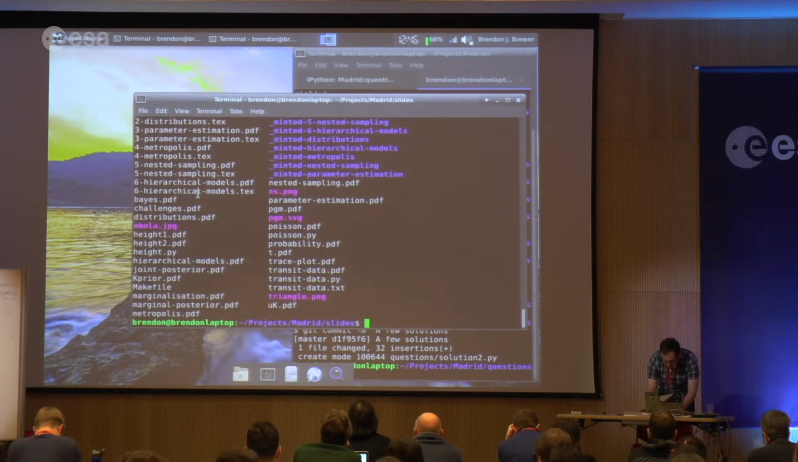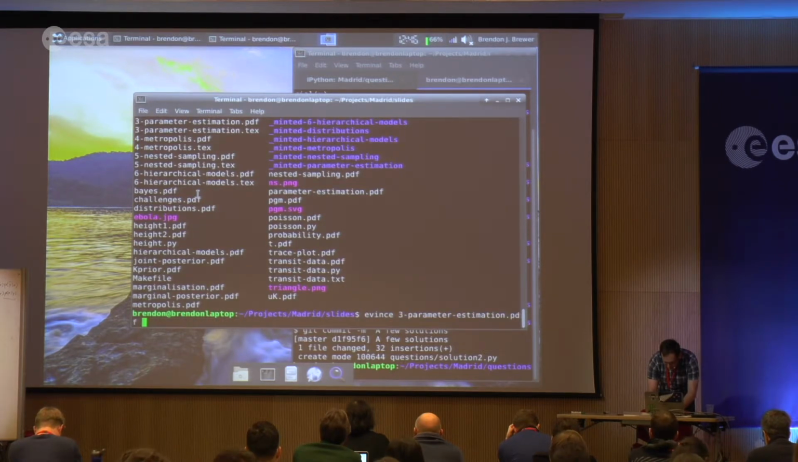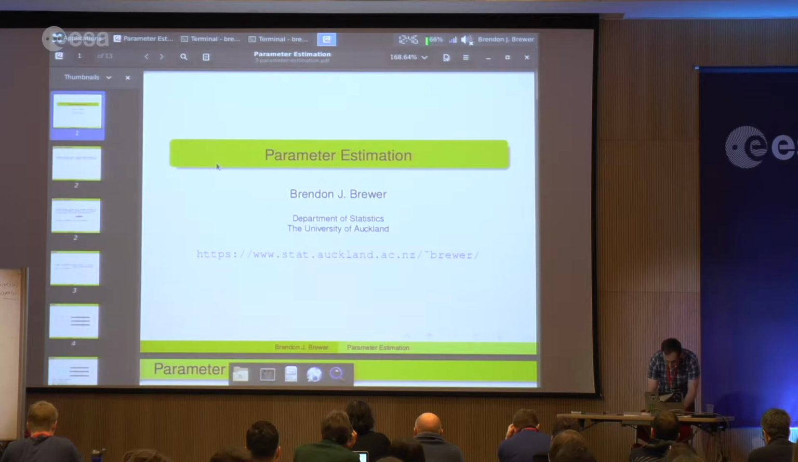So we've got about 15 minutes for me to begin the next section, and then we get to go for lunch and hopefully more coffee.